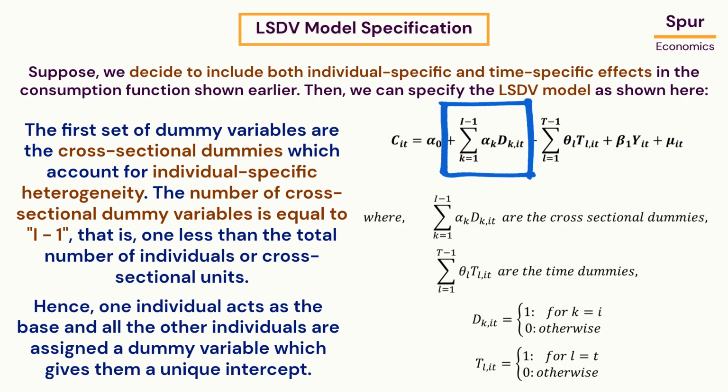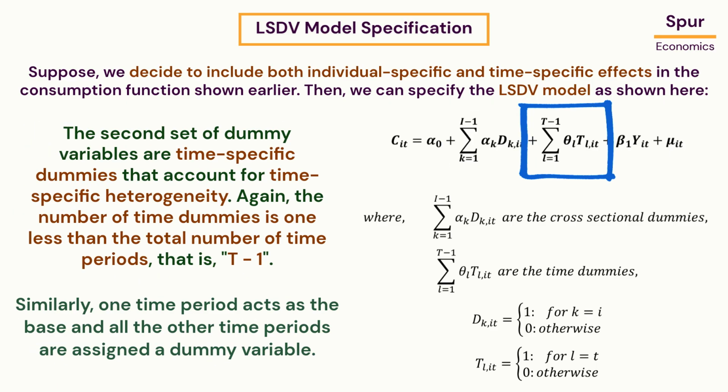The first set of dummy variables are the cross-sectional dummies, which account for individual-specific heterogeneity. The number of cross-sectional dummy variables is equal to I-1, that is, 1 less than the total number of individuals or cross-sectional units. Hence, one individual acts as the base and all the other individuals are assigned a dummy variable which gives them a unique intercept.